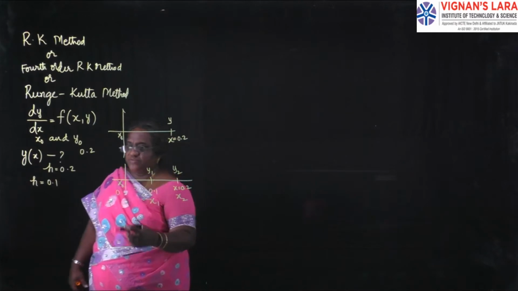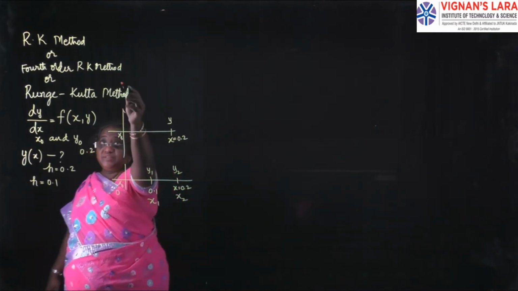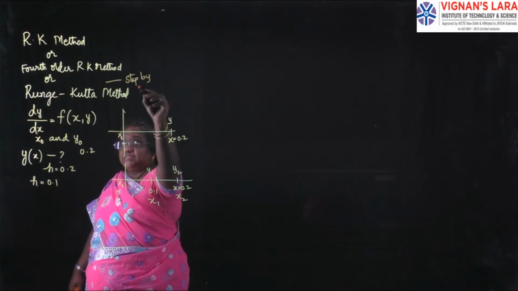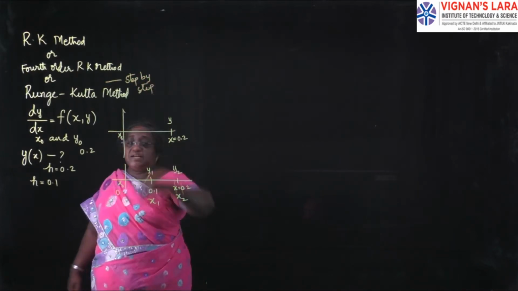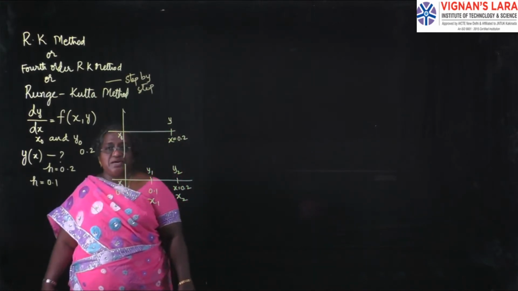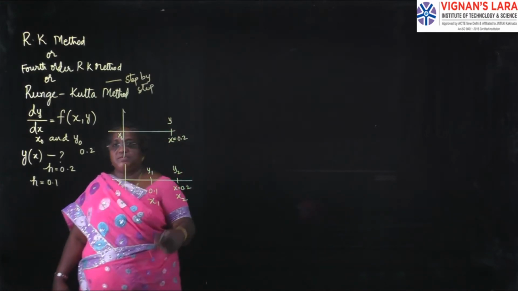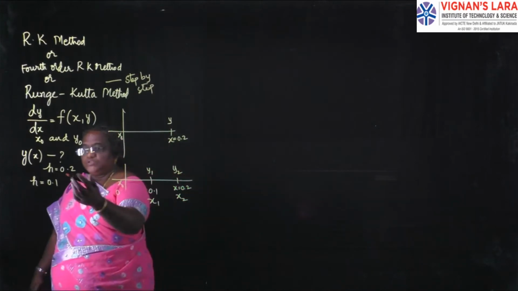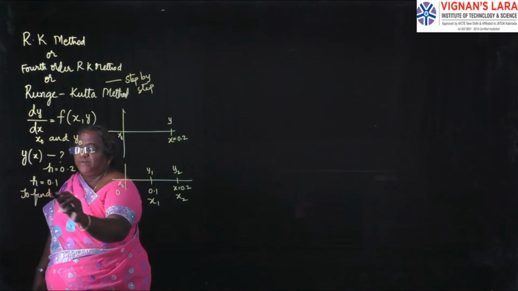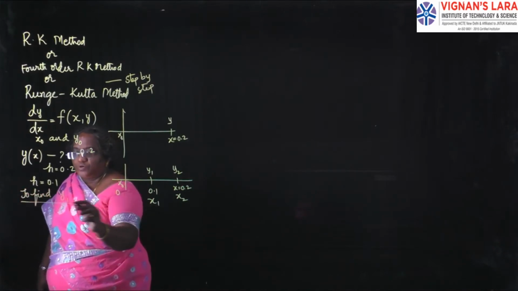So what is the formula? Even the Runge-Kutta method is a step-by-step method. I told you in the last class, Taylor's and Picard's are single-step methods. Euler's, modified Euler's and RK method are multi-step or step-by-step methods. So now what is the formula to find y1?